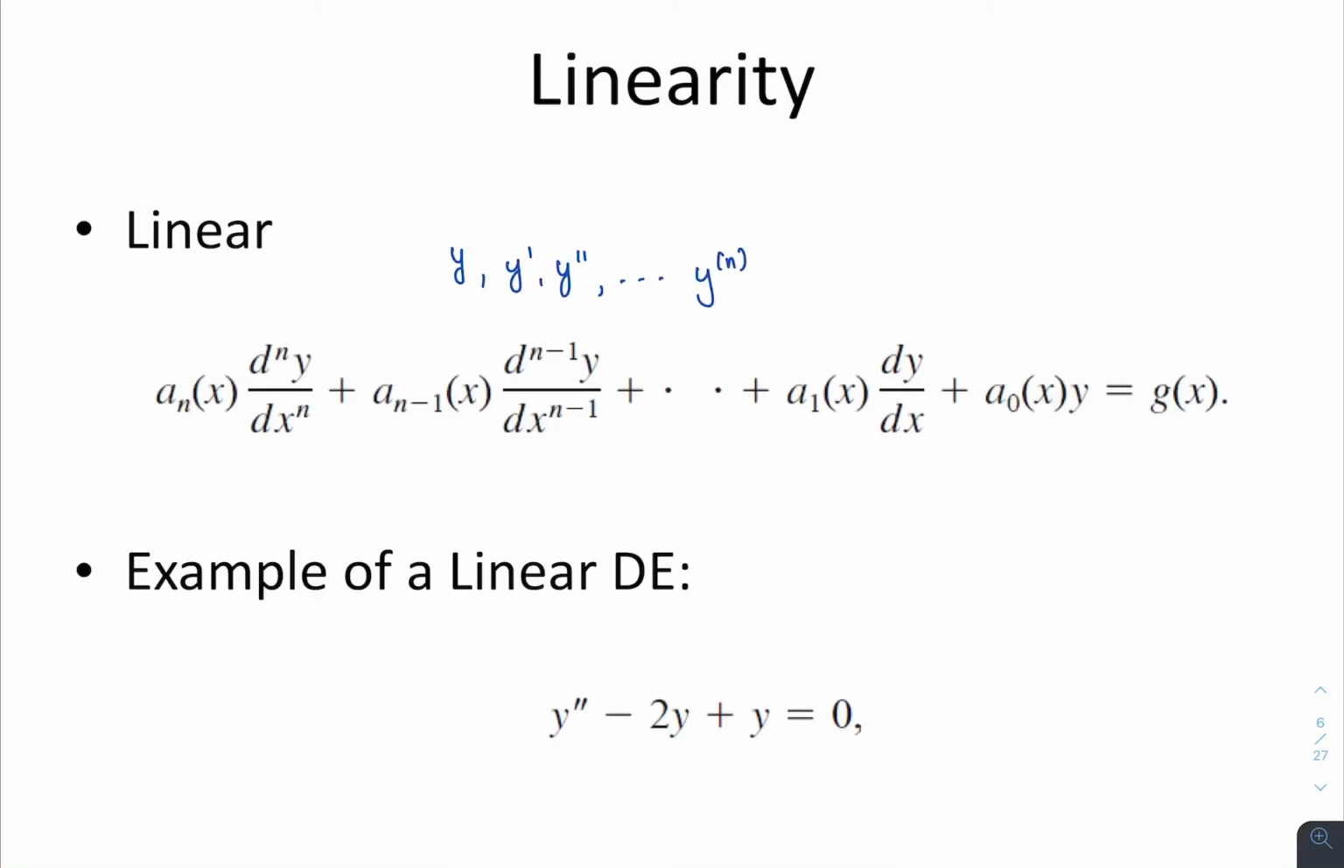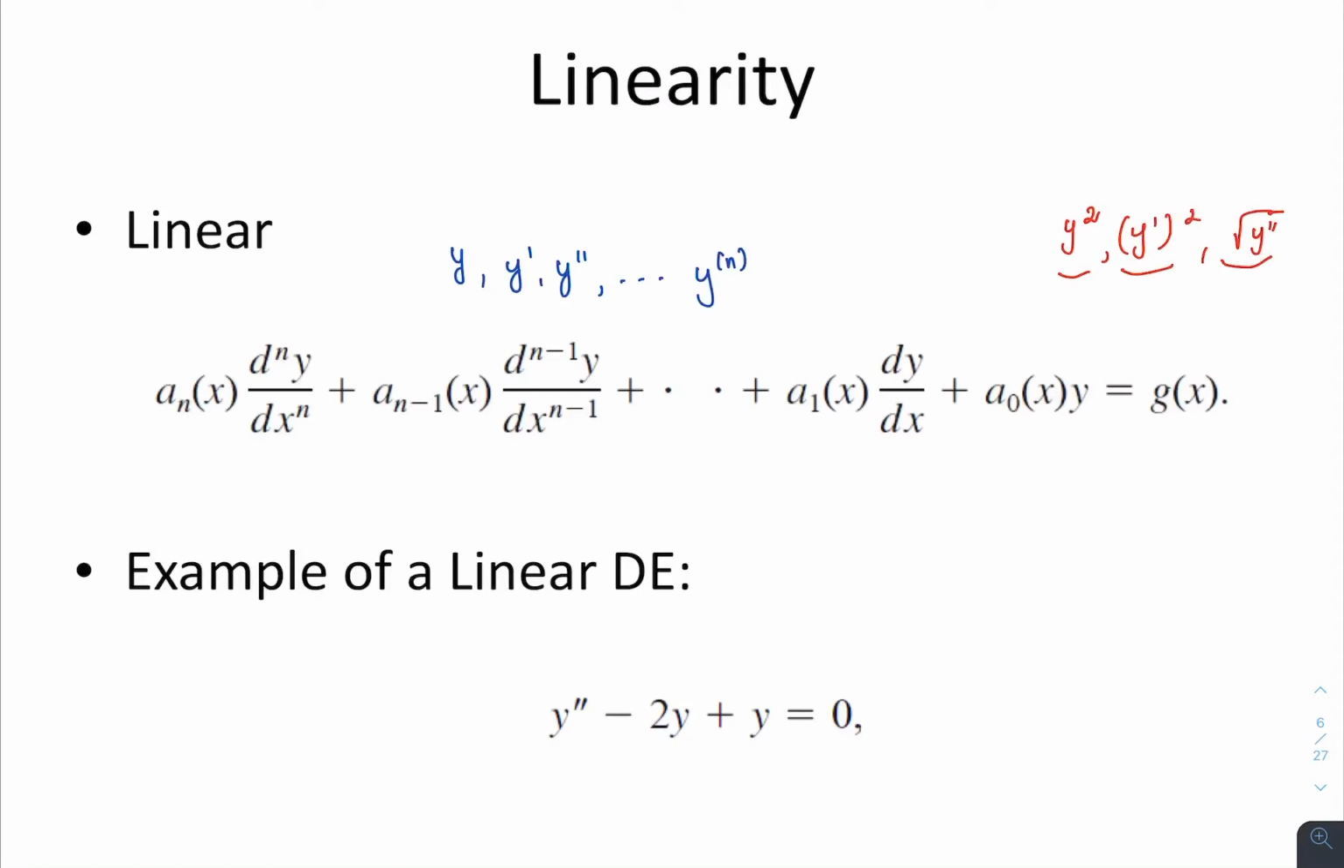functions of x, and that's okay, but you cannot have a nonlinear form in the function, the dependent variable, or the derivatives. What do I mean by that? You cannot have things like this. You cannot have y squared. You cannot have y prime squared. You cannot have the square root of a second derivative. These are all nonlinear forms of the dependent variable or its derivatives.